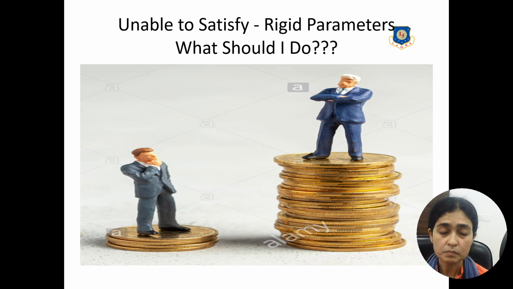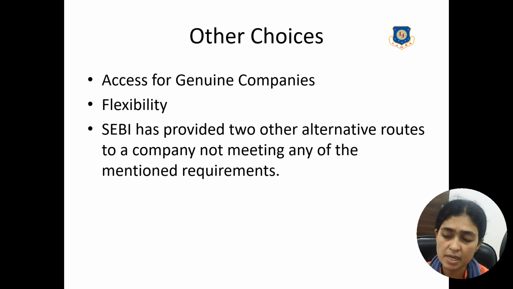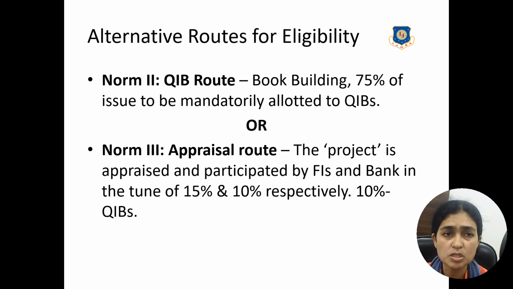But the question is, there are certain companies which are good enough, however they are not able to match the previous criteria. So in that case, if you are unable to satisfy them, what is the next thing which is available? There are two more options given by SEBI to these kinds of companies, which are assumed to be very genuine. However, the fundamentals in terms of finances are not that good, probably because the company is new. So SEBI has given some flexibility and offered two other alternative routes: route 2, that's the QIB route, and the third one, which is known as the appraisal route. So what do you mean by these two routes?